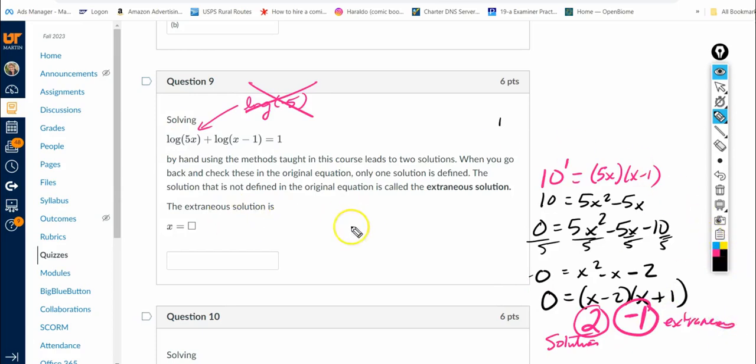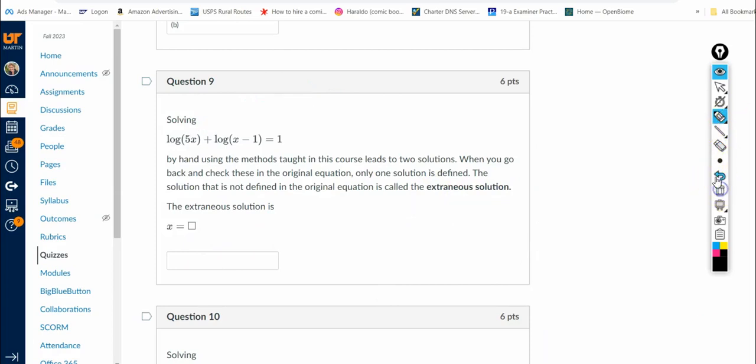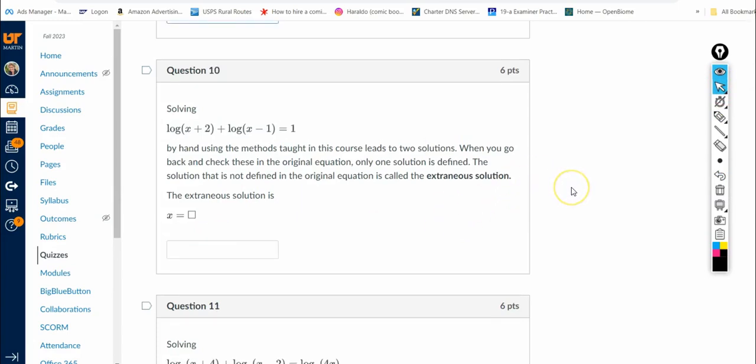So the solution set, the actual solution, is 2. The extraneous solution is the one that didn't work in the original equation. So it's not a solution. It's the extraneous solution. So we have to put in negative 1 here. Okay. All right. Again, it's asking for extraneous solution.